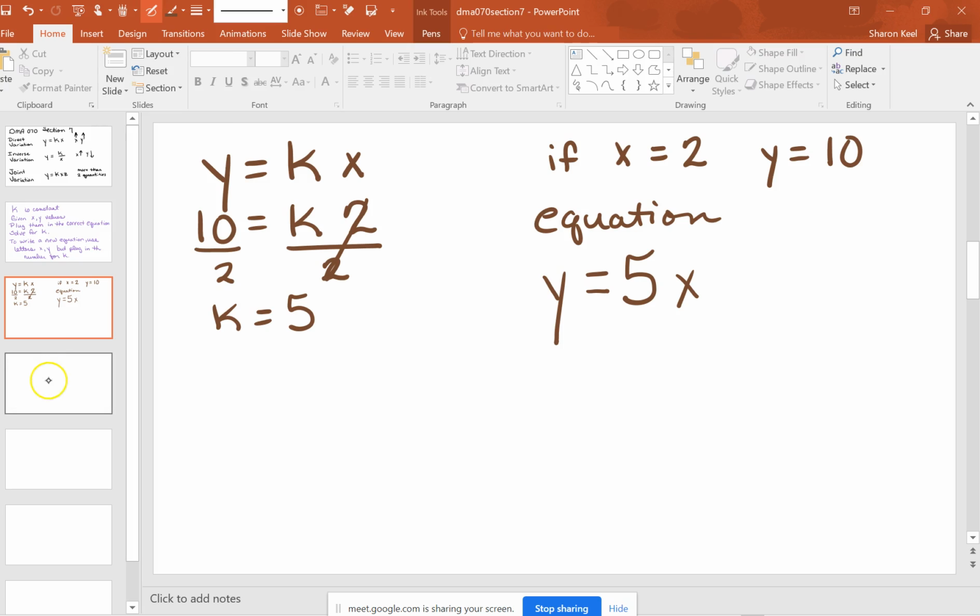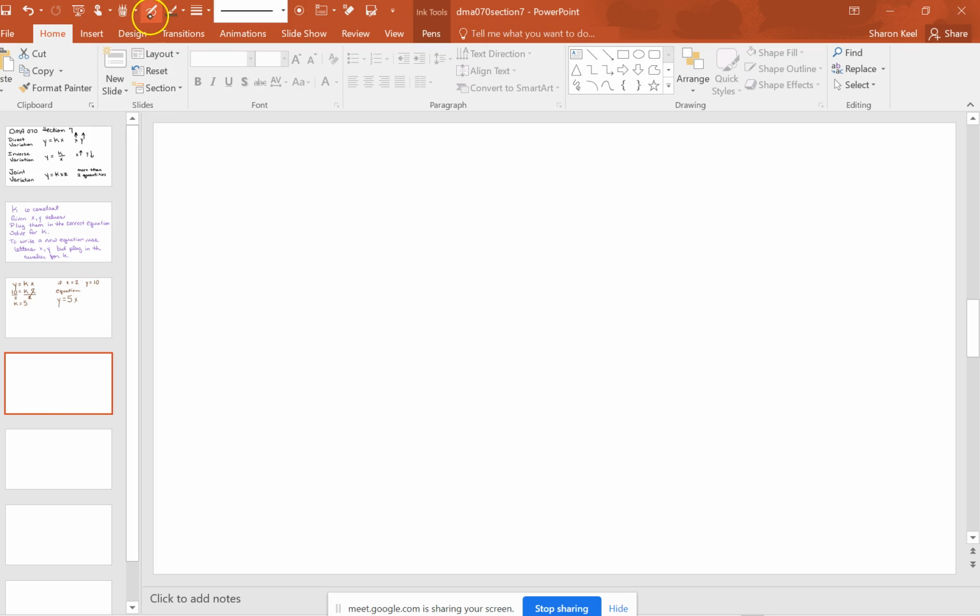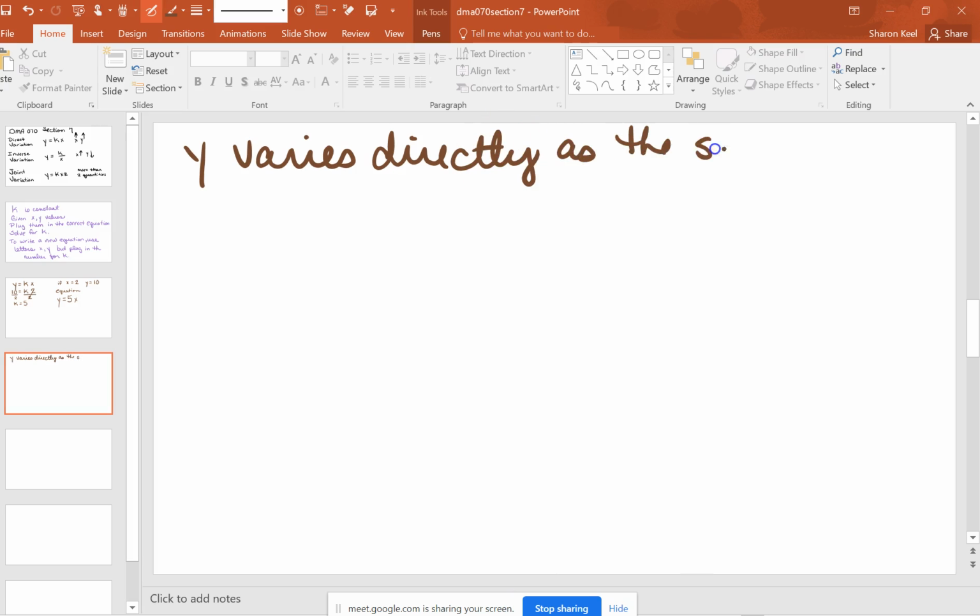Now, something that's also going to happen for you is that you're going to have problems like this one. This one says y varies directly as the square of x. And we're told that x is 6 and y is 9.